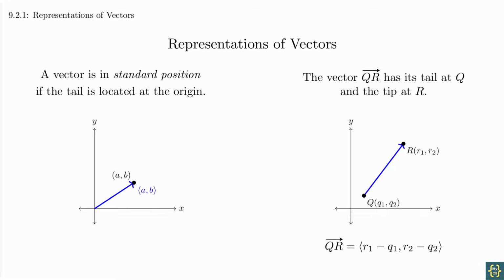If we have the coordinates of the points, we can then calculate this vector by taking the difference. Notice that to get the vector from Q to R, we have to subtract the coordinates of Q from the coordinates of R. This is the ending position minus the starting position.